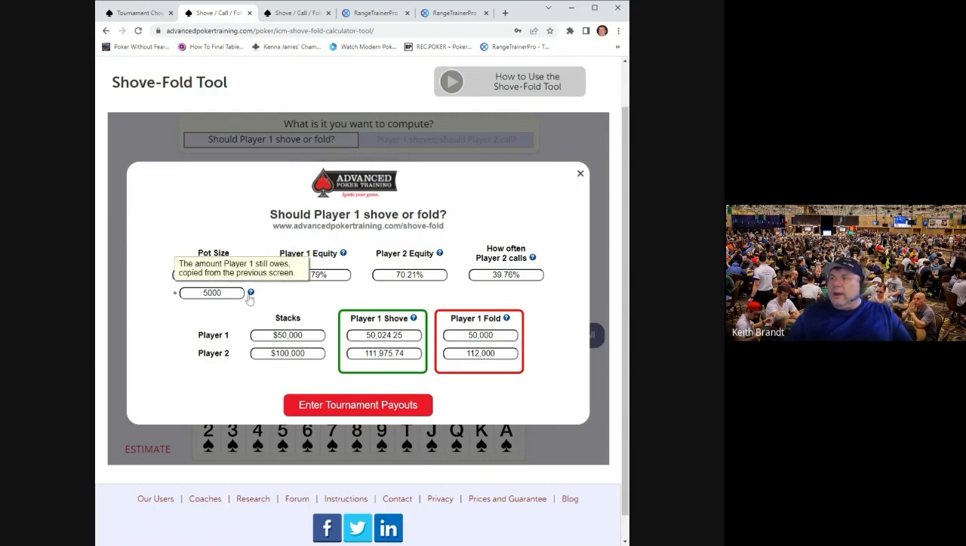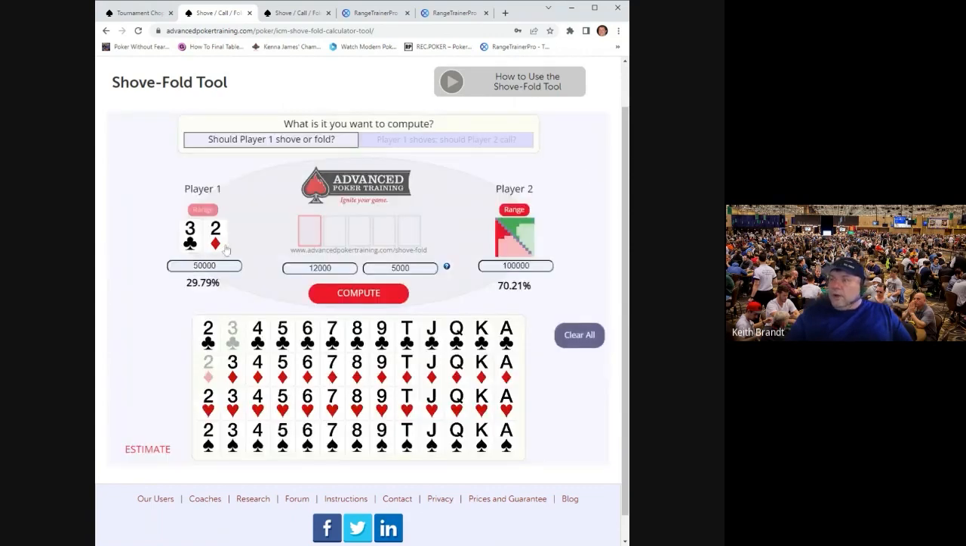Like we could enter a different stack here. Let's say we enter 400,000. We could see how ICM affects that huge stack, or we could enter 20,000 and see how ICM affects the really short stack. It's a good way to study. The hard thing to get your mind wrapped around is filling this blank right here, and they've got a little explanation that you can mouse over.